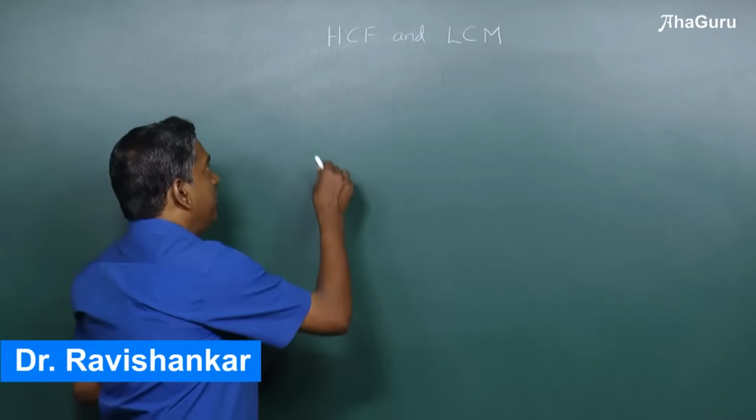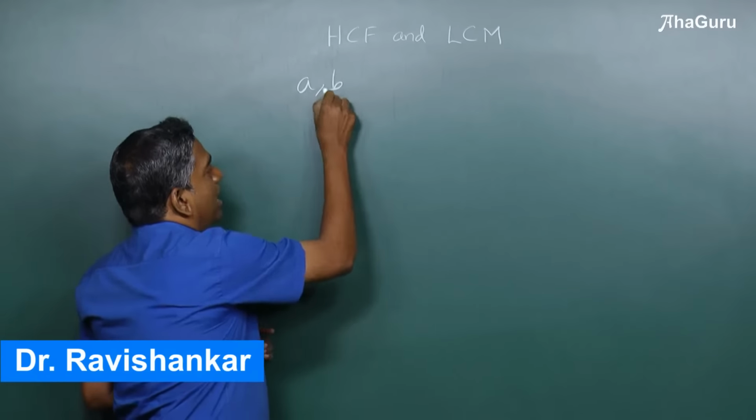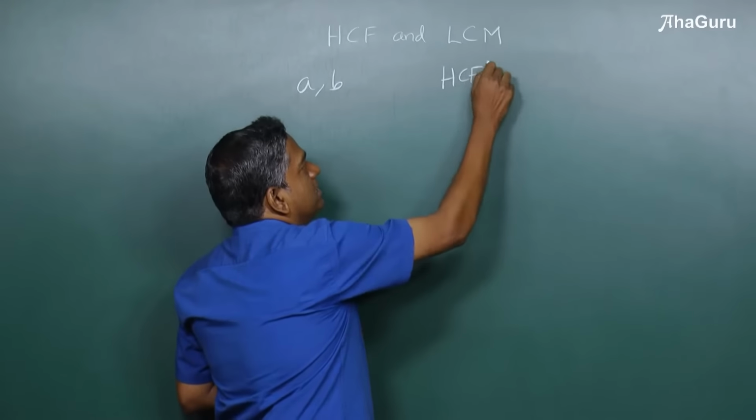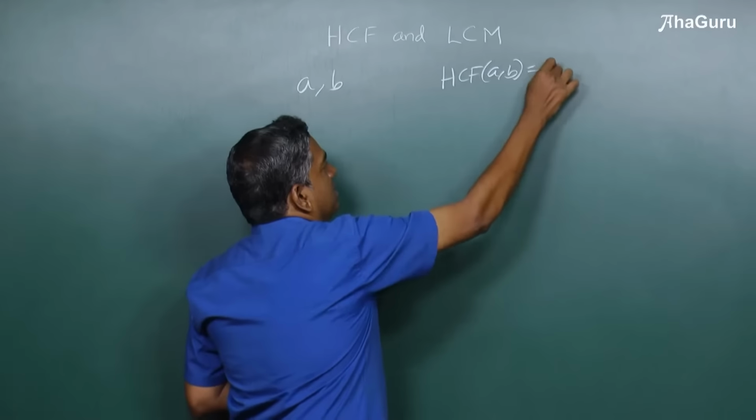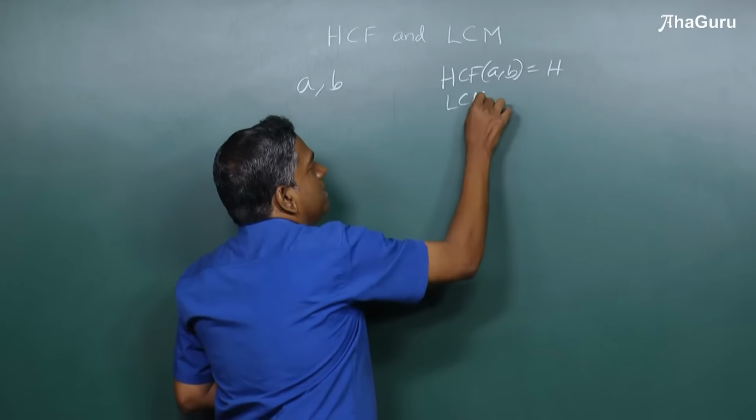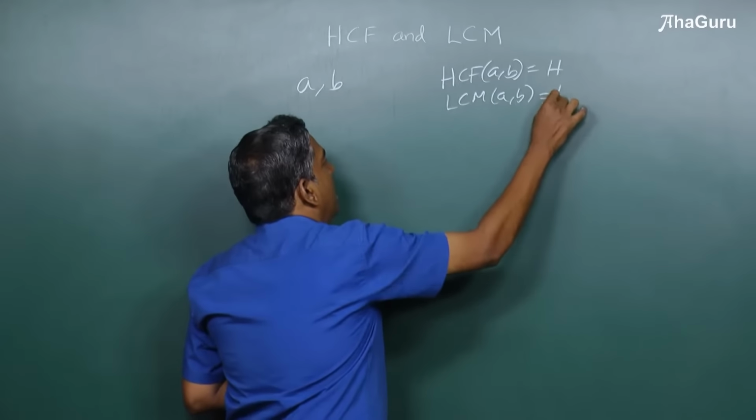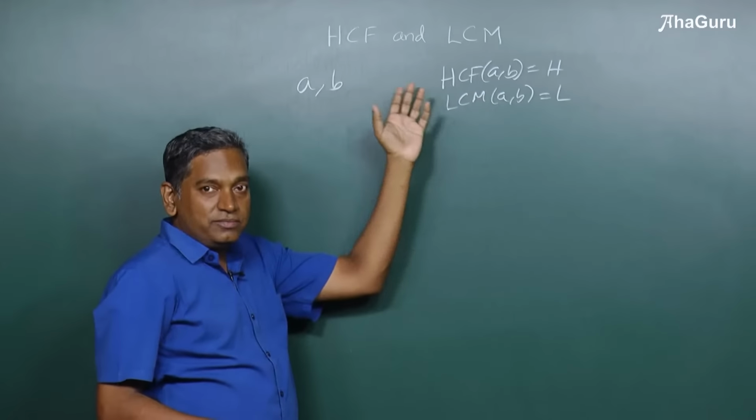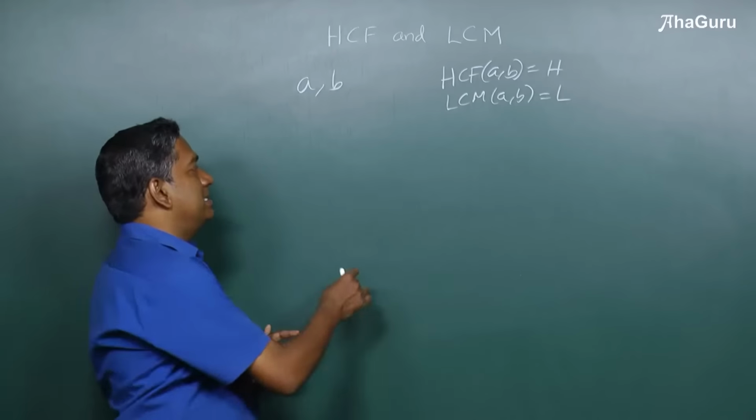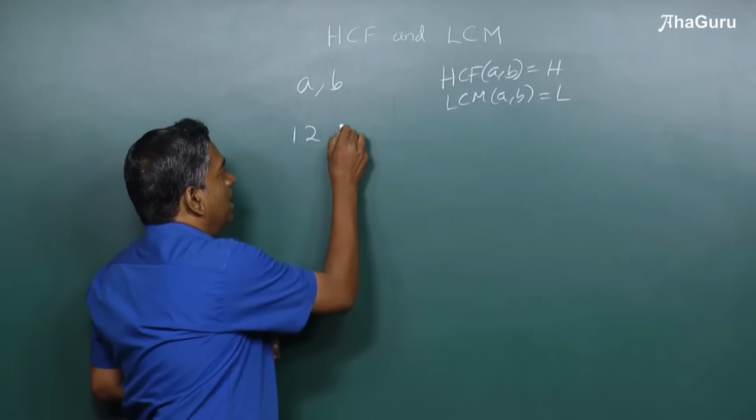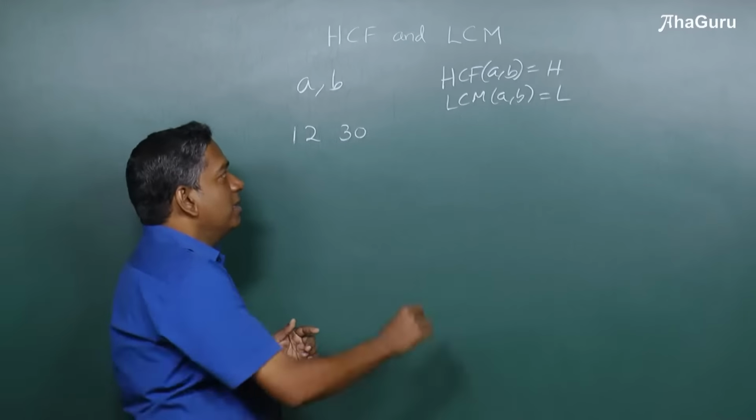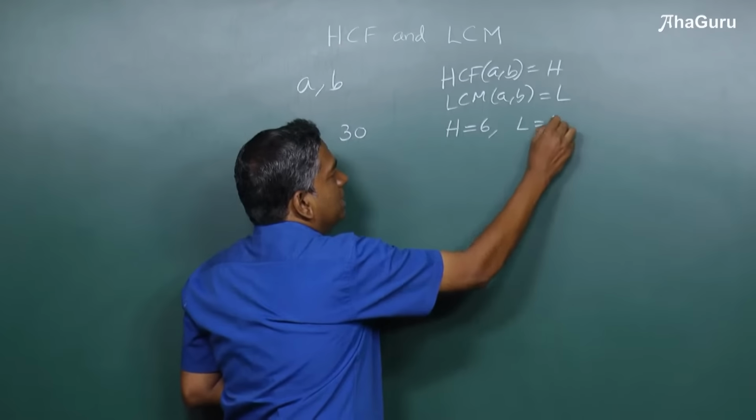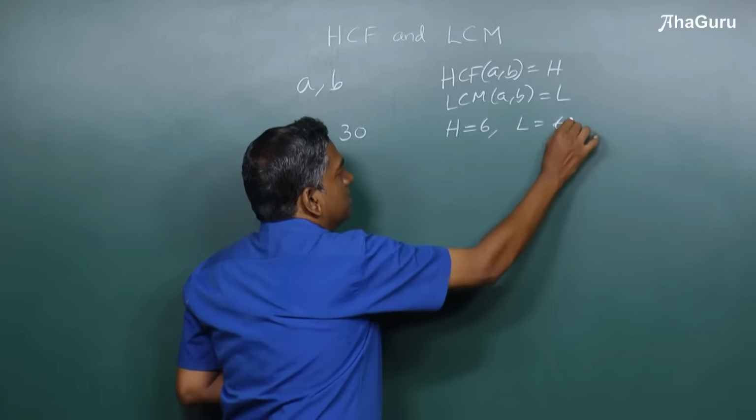Let's say that we are given two natural numbers A and B, and we are told that their HCF, that is HCF of A and B, is, let's say, H, and their LCM is, let's say, L, right? Now, these are just some symbols or variables. We can, of course, take some numbers as examples. Like, let's say A is 12 and B is 30. We know that the HCF can be calculated to be 6 and the LCM can be calculated to be 60.